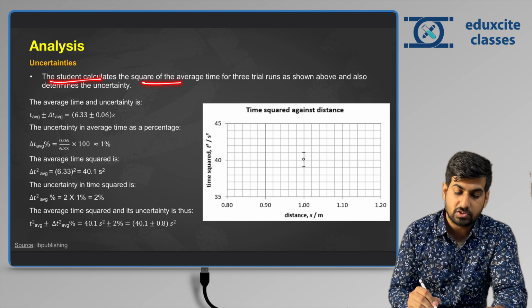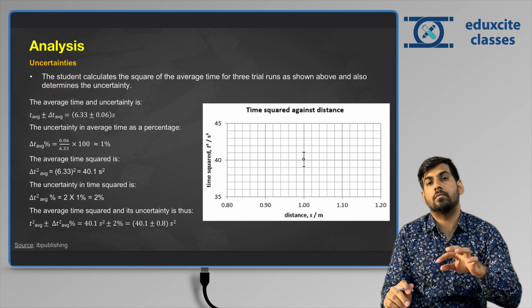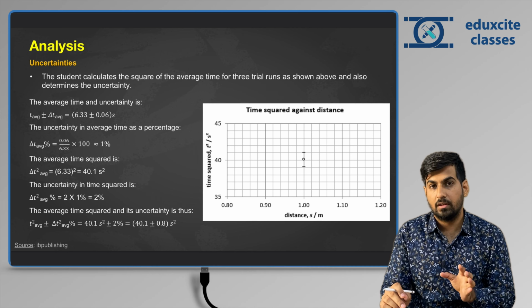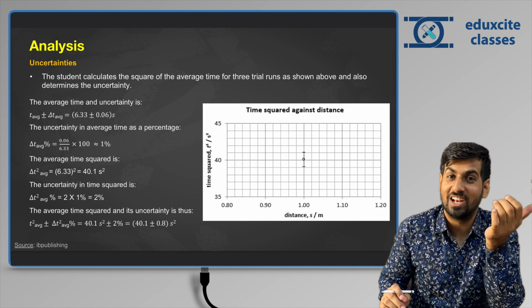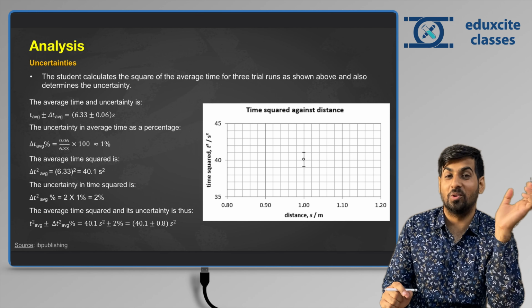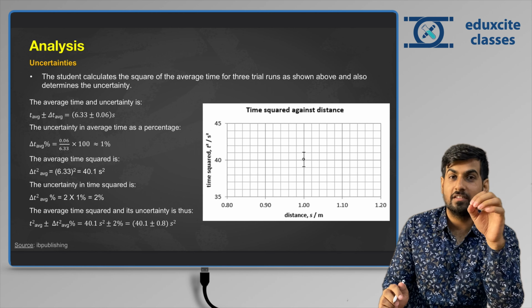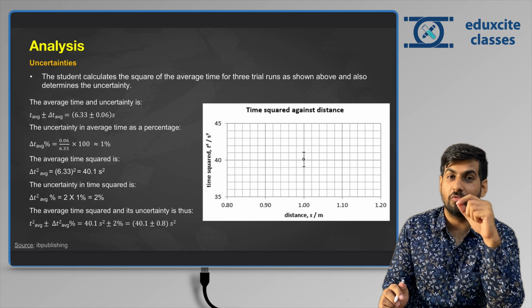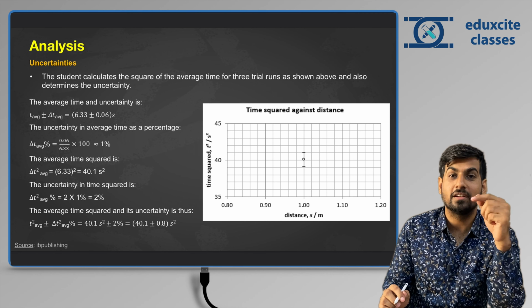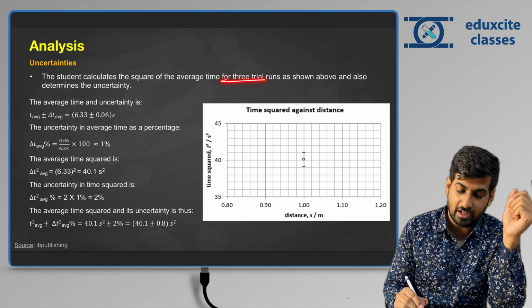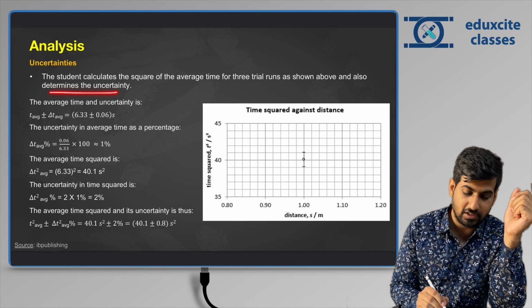The student calculates the square of the average time. Now if you are plotting the square of the average time, you are supposed to calculate the uncertainty of the squared time. You cannot mention the uncertainty of the time only, because we have discussed this in topic 1 of your DP, measurement and uncertainty. So you have to take the 3 trials as shown above, and also determine the uncertainty.